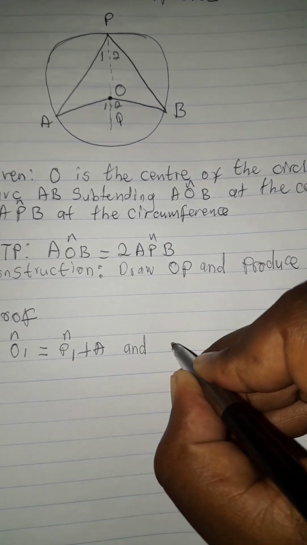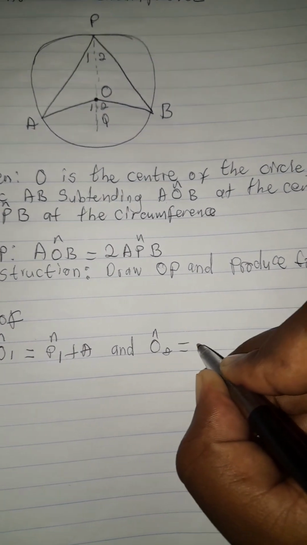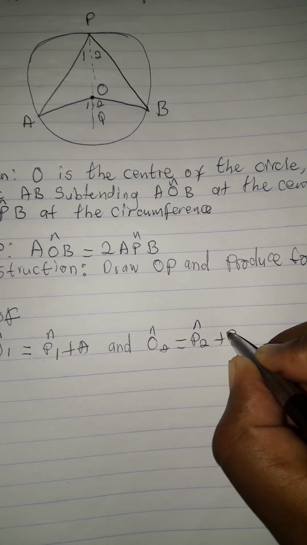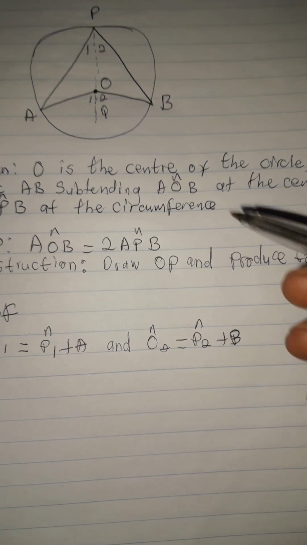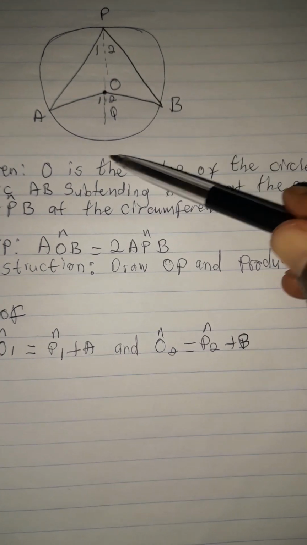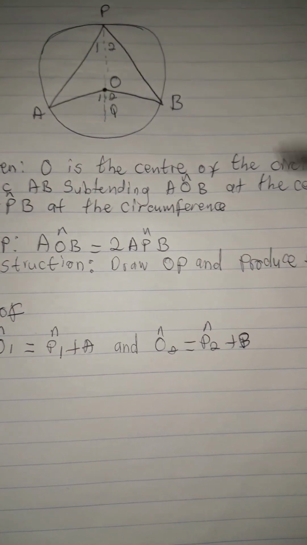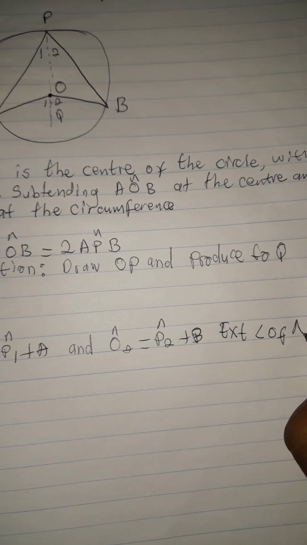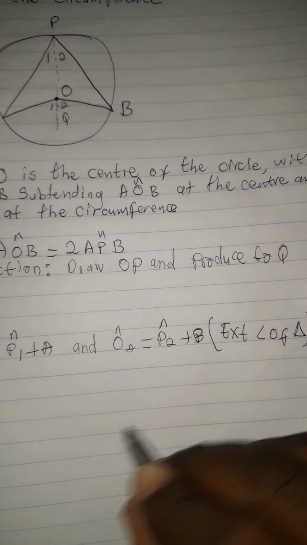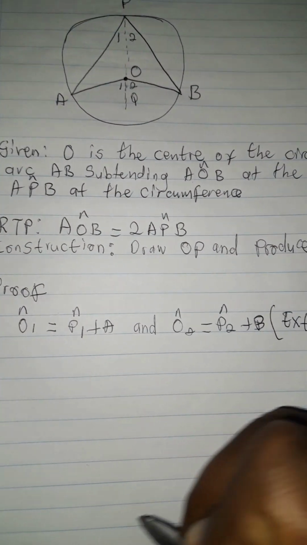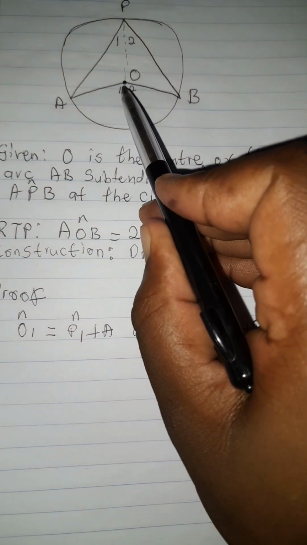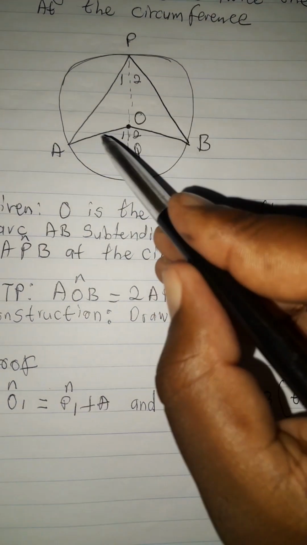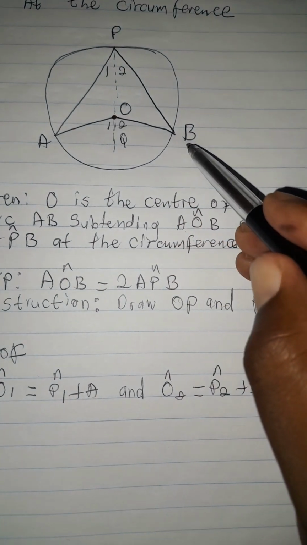Similarly, angle O2 is equal to angle P2 plus angle B. Similarly here, angle O1 is equal to P1 plus A. What is the reason? Exterior angle of a triangle. That will be our reason. The second statement that we can see from here is that angle OAP and angle OPA, and angle OBP, are equal.